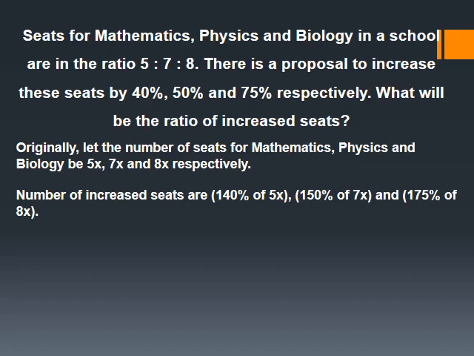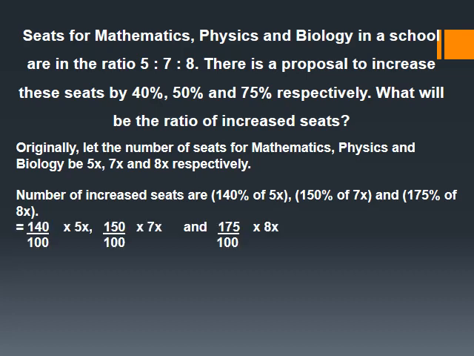As we saw in the previous example, whenever we increase by 20%, it becomes 120%. So we cannot just put 20% of 5x, that will be only 20%. But in addition, whenever we are saying it is more than something else, then we always put 120. In this case, it is 40% more, so we put 140% of 5x. Similarly, 150% of 7x and 175% of 8x.